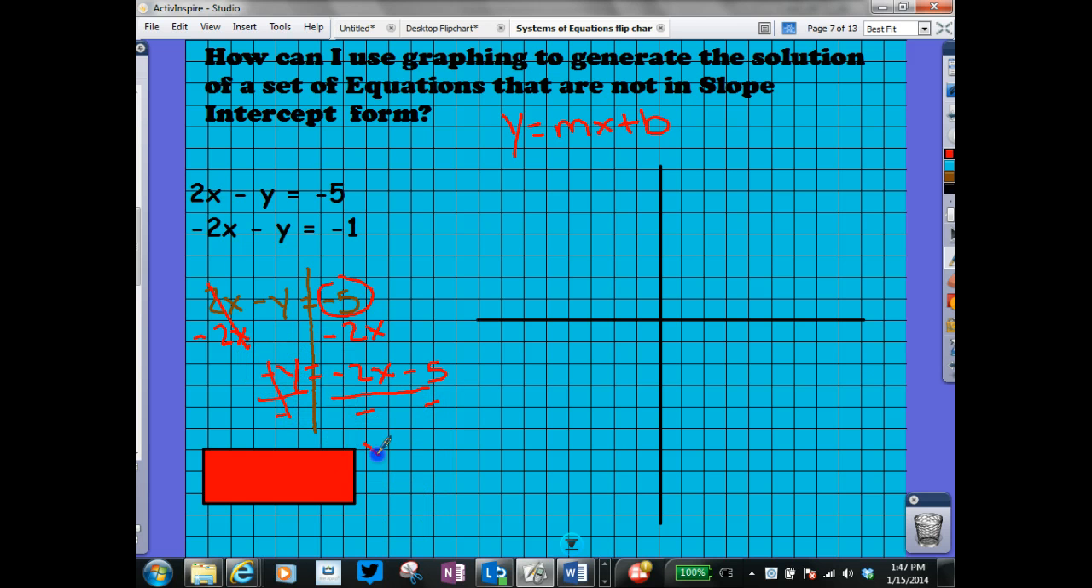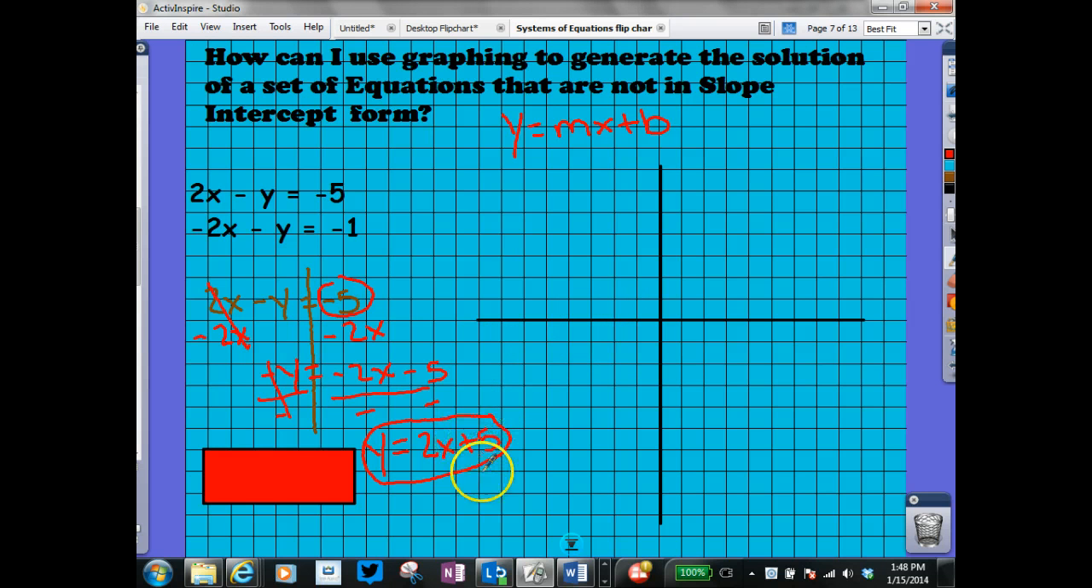That cancels out, so I'm going to have y equals. Negative 2x divided by a negative: two negatives equal a positive 2x. And then the same thing here, I get a negative and a negative. Negative 5 divided by negative makes that a positive 5. So now I have one of my equations. I'm going to go ahead and actually graph that.